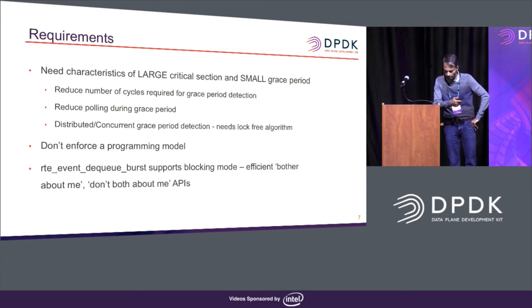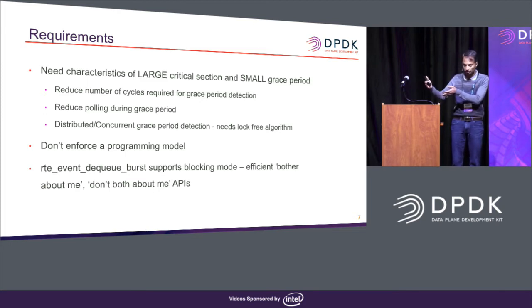The second one is don't enforce a programming model. You want to do bulk memory reclamation, that's fine, but don't say that you have to do it in a separate thread. That should be a decision left to the application. If it wants to have a separate thread to do memory reclamation, that's good, it can do it. But if it wants to do it inline in the writer threads, then that should be allowed.